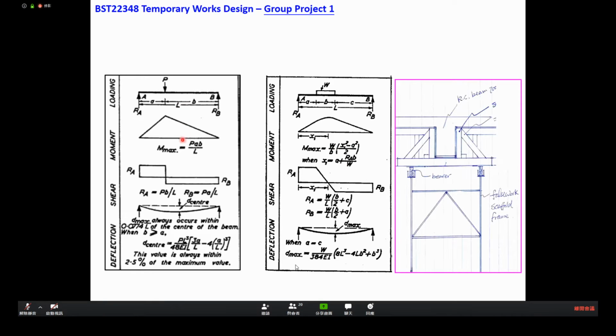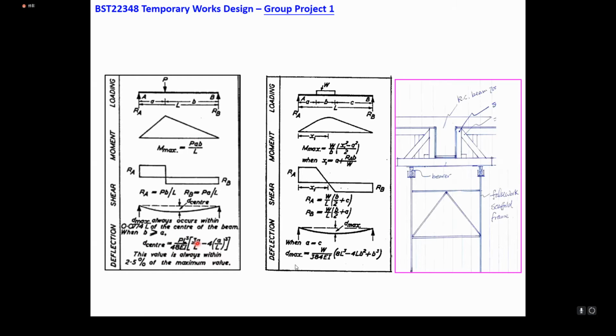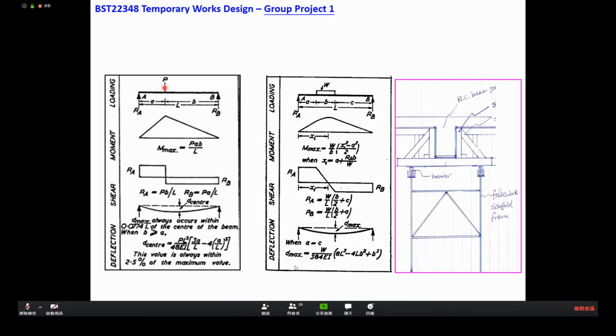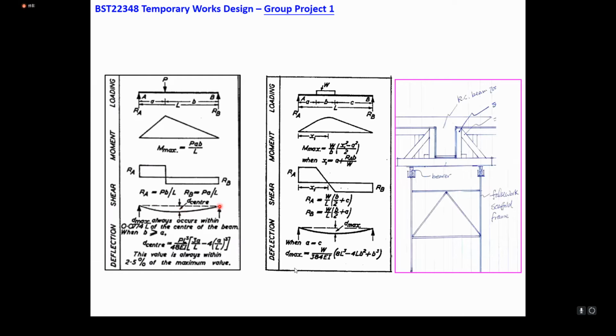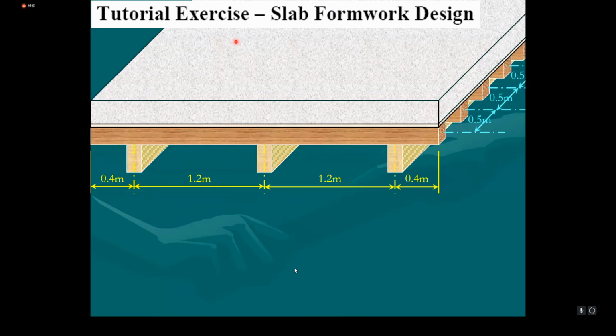And for the barrel checking calculation of deflection, you may also use another formula. With a point load P, you can calculate the deflection at the center of the beam if the beam is simply supported. Okay, so if you have any difficulty, we can talk about it later during our Q&A session next week. Okay, I think we should move on to tutorial exercise, slab formwork design. So up to now, any problem?